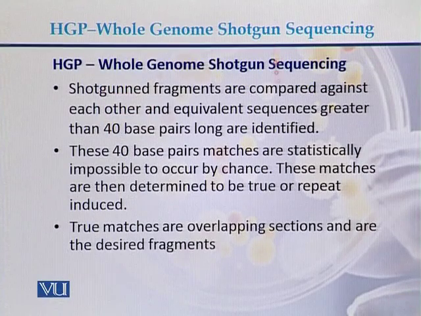Shotgun fragments were compared against each other, and equivalent sequences greater than 40 base pairs long were identified. These 40 base pair matches are statistically impossible to occur by chance. So these matches are then determined to be true or repeat induced. True matches are overlapping sections and are the desired fragments in the case of whole genome sequencing.